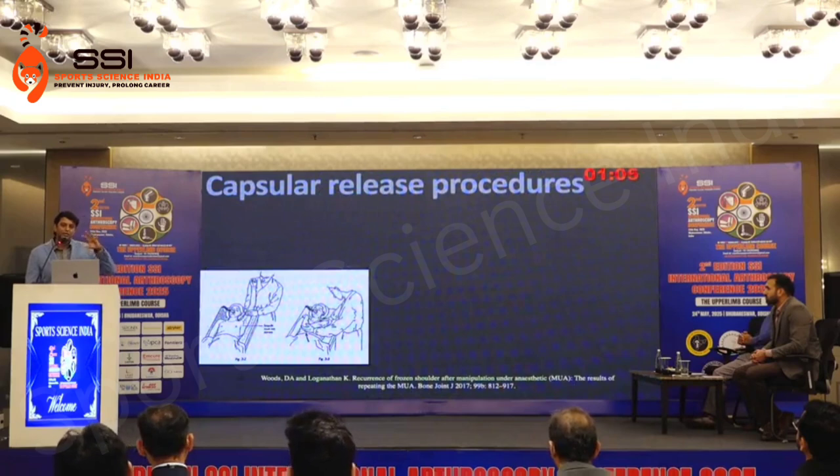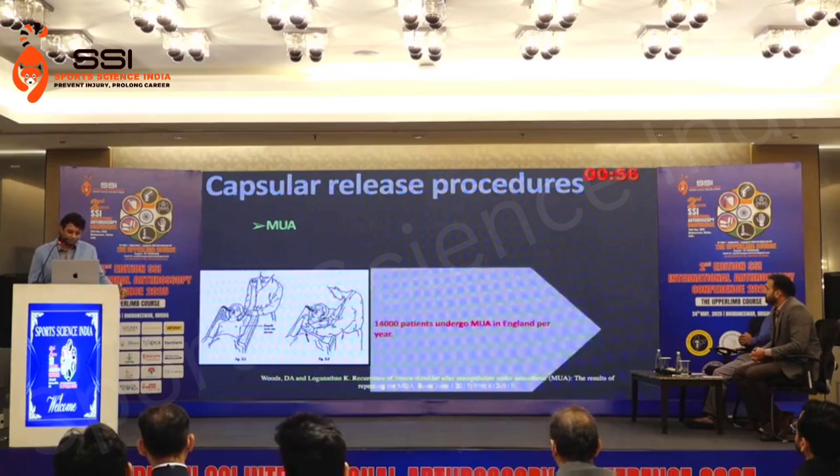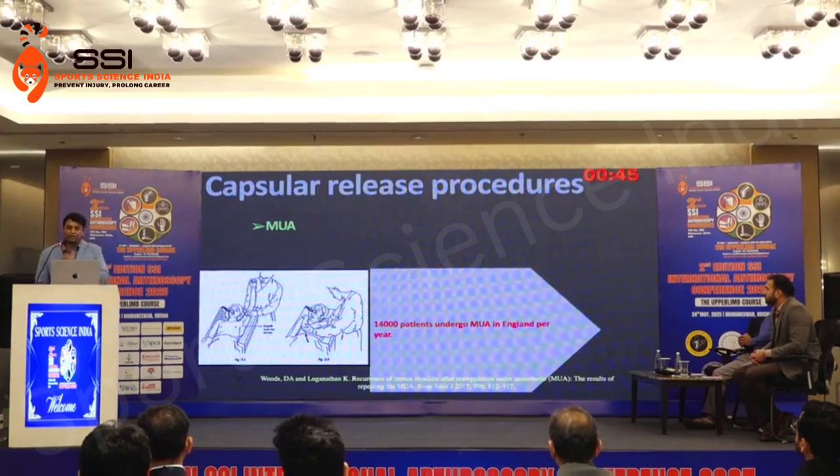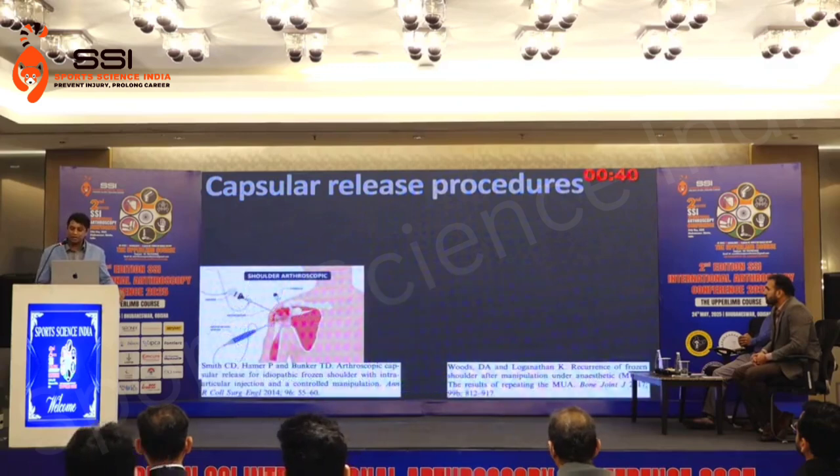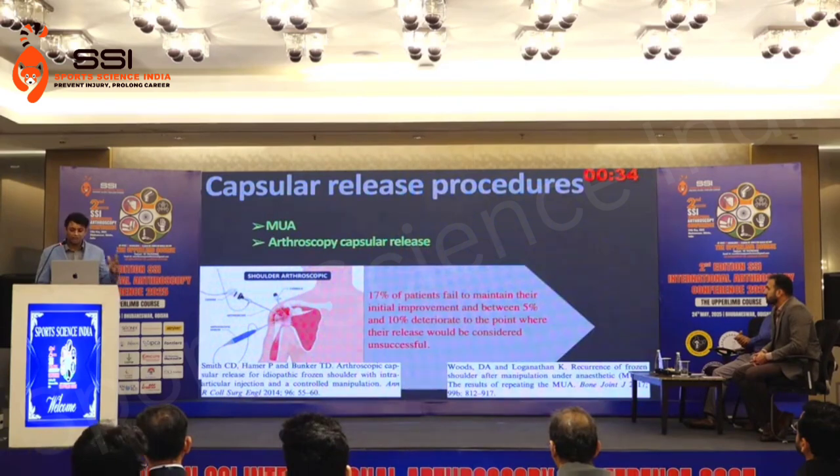I want to discuss three important capsular release procedures. One is manipulation under anesthesia, which is among the commonest ones being done. Trust me, there are about 14,000 patients in England who undergo this per year. That's a huge number. In India, we don't have the numbers, but definitely we do a lot of manipulation under anesthesia. Arthroscopic capsular release is yet another procedure we do, but about 17% of the patients fail because we don't start the range of movements immediately. So that is a take-home point there.